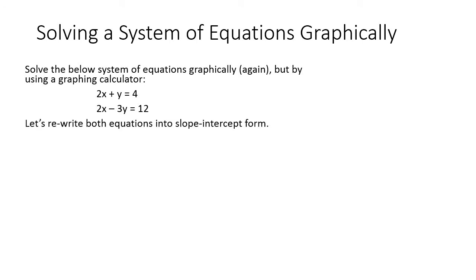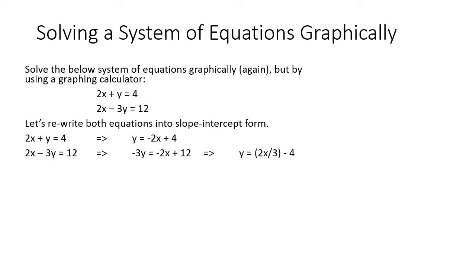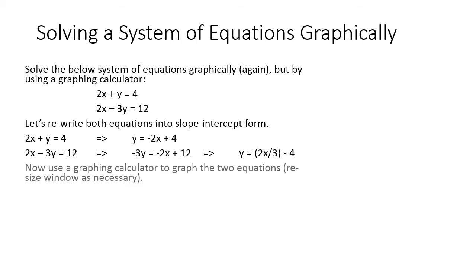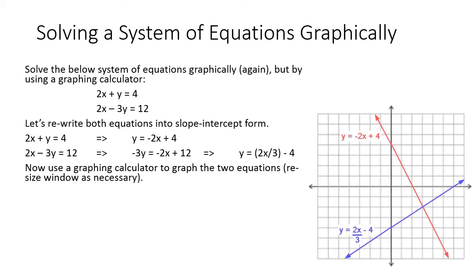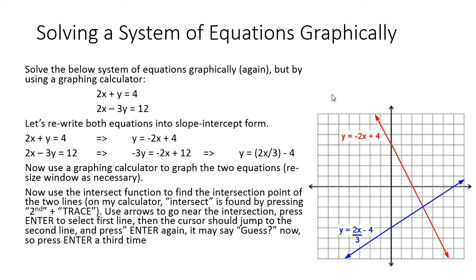So let's rewrite both equations into slope-intercept form. That's how you put it into a graphing calculator. You need y isolated. So let's isolate those two, and it's the exact same isolation as on the previous slide, so I won't spend much time here. Now, using the graphing calculator, graph those two equations and resize your window as necessary. So it'll show up as something like that on your graphing calculator.